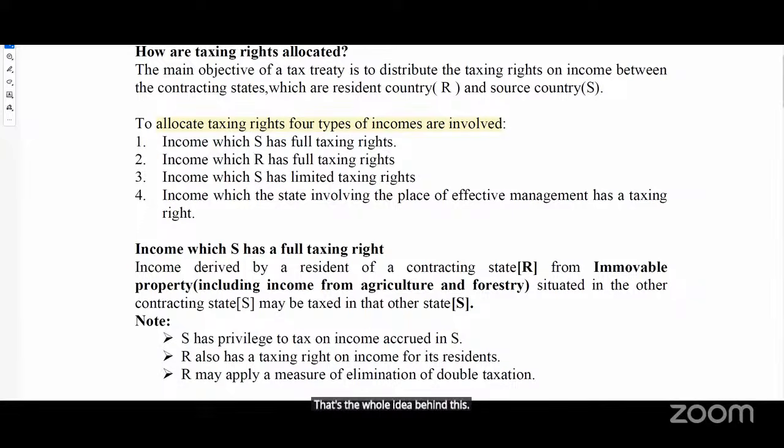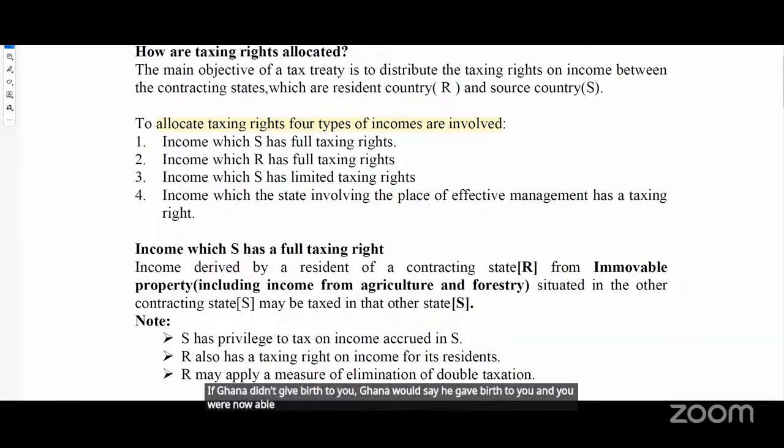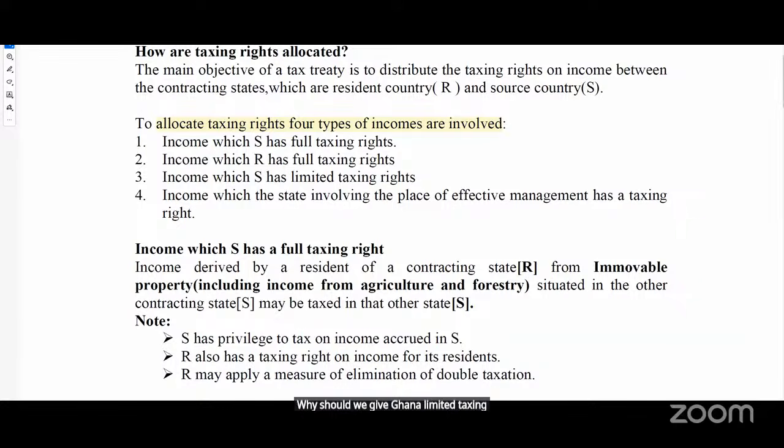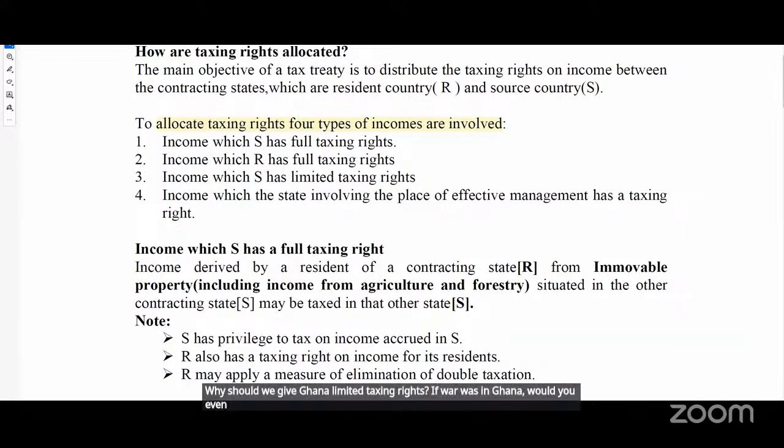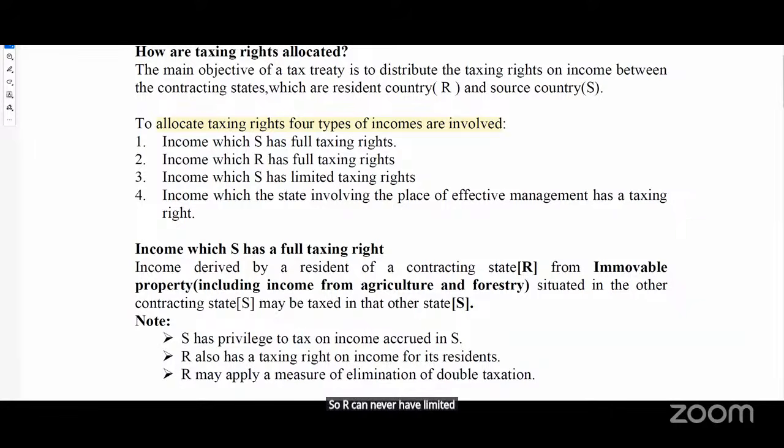If Ghana didn't give birth to you, Ghana was safe. It gave birth to you, and you were now able to live as a human being and grow and even go to the UK. Why should we give Ghana limited taxing rights? If war was in Ghana, would you even get a chance to go to the UK? So they give that respect to your resident state, no matter where you come from. So R can never have limited taxing rights. I hope what I'm saying makes sense.